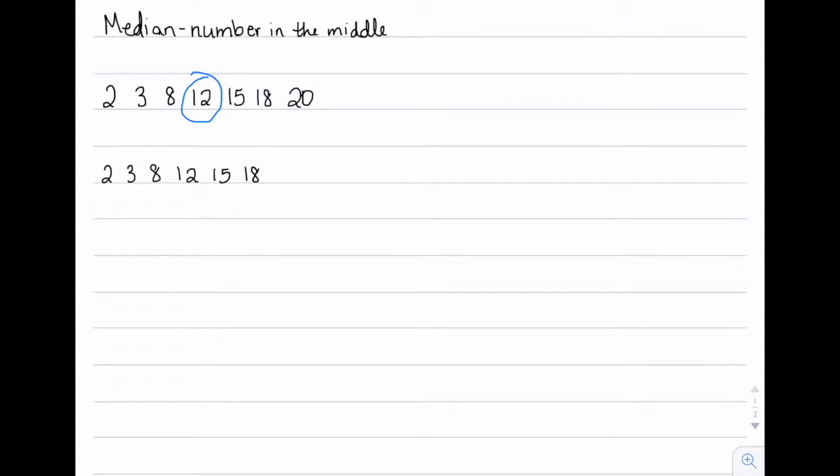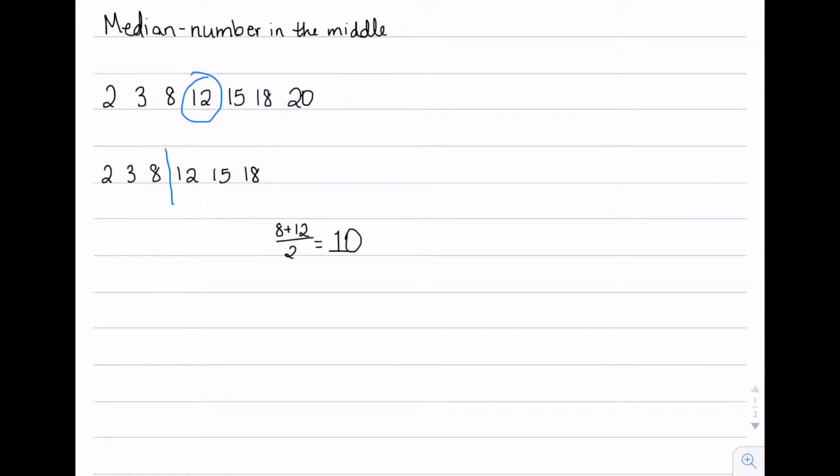This time, let's get rid of the 20 data value and just deal with 6, 2, 3, 8, 12, 15, and 18. You'll notice there's no real center now because there's 3 numbers to the left of this line and 3 numbers to the right. So there's no actual center data value. So instead, what we do whenever there's 2 cases is we look to the right and the left and we average those values. So in this case, we want to average 8 and 12, which is 10.